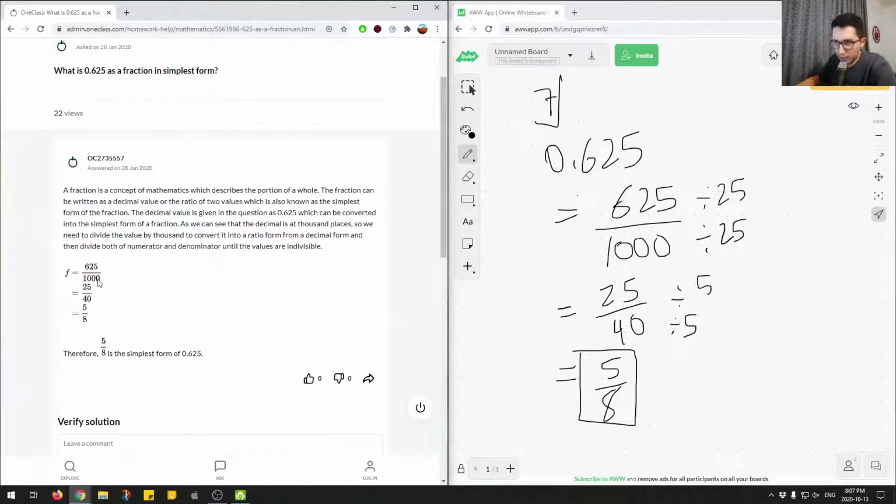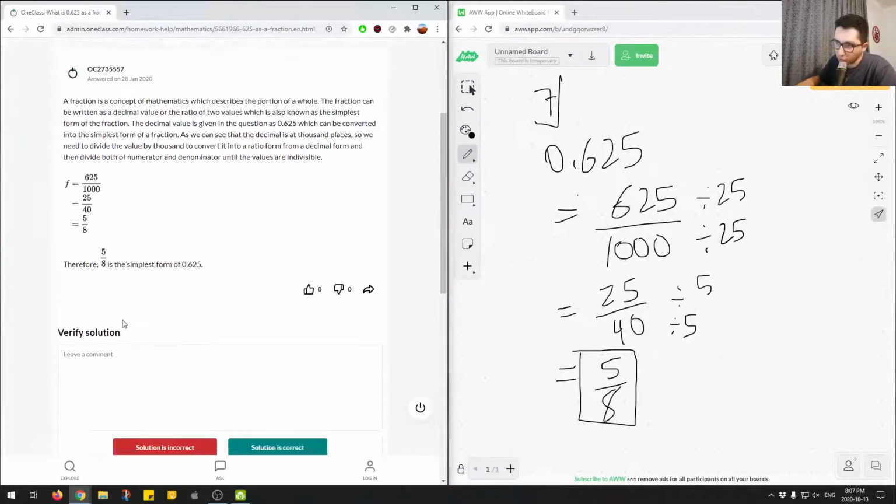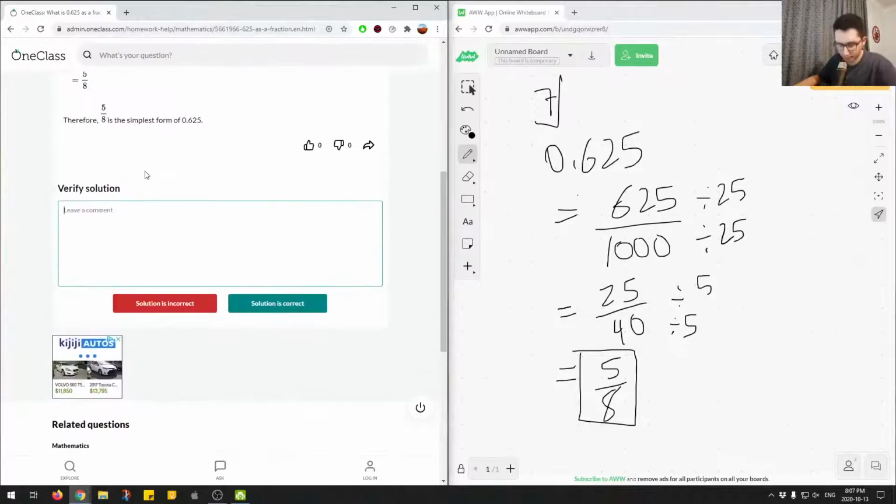625 divided by 1,000, because you have decimals in the 10th, 100th, and 1,000th position. So 625 divided by 1,000, divided by 25, bottom and top, and they go through the same process to get 5 over 8. So this answer is correct. So correct answer, great job. And we'll mark this question as correct.